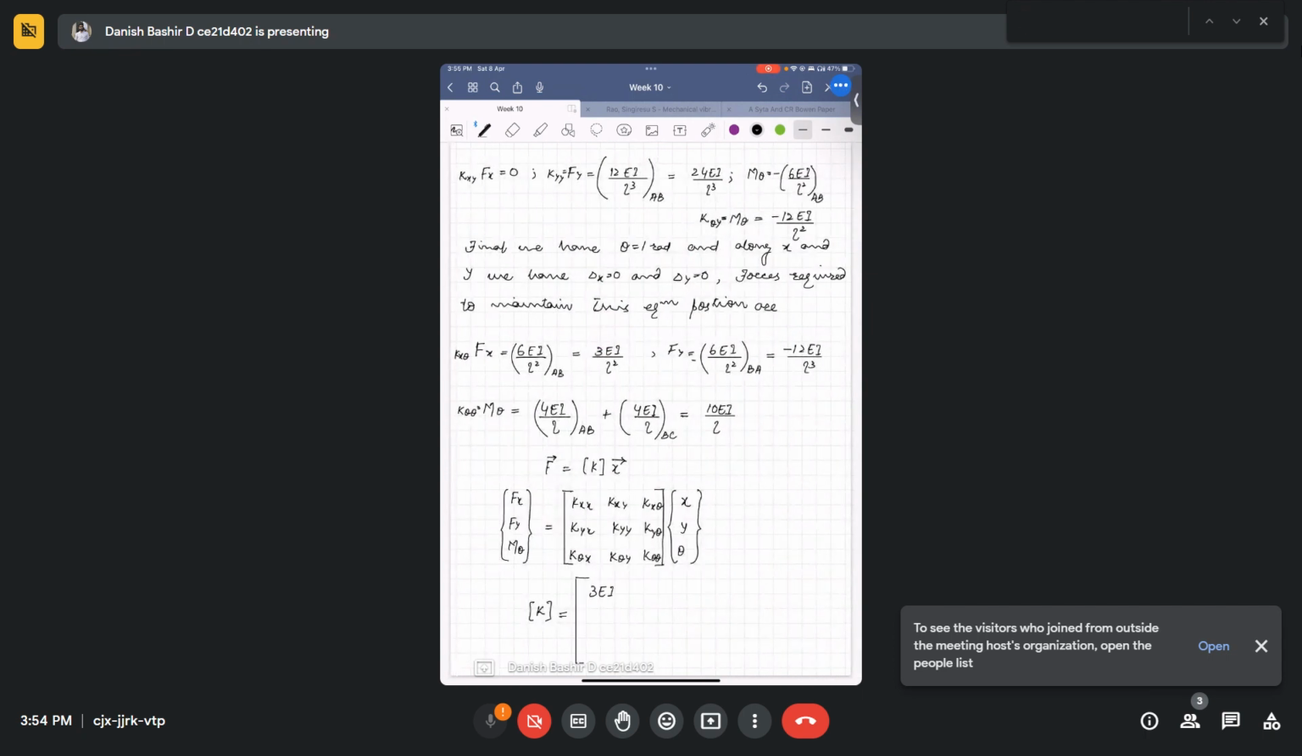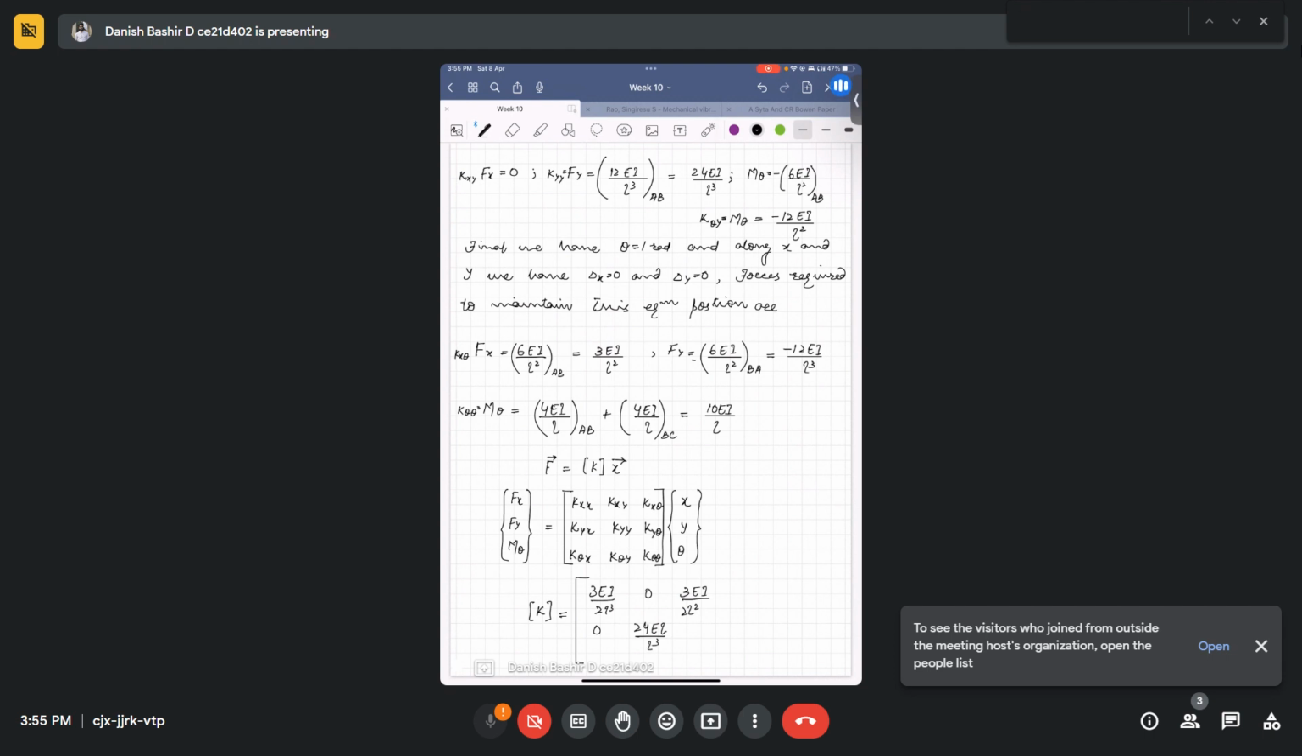3EI by 2L cube. Okay, this one. Then this is 0. We have this 3EI by 2L cube. Okay, 3EI by 2L square. Okay, this will be 0 again. This is 24 EI by L cube. Okay, this will be 24 EI by L cube.